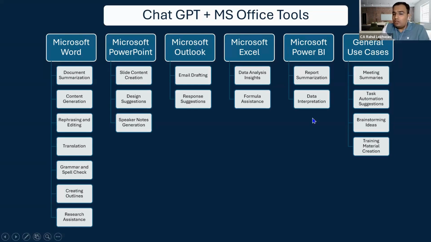Okay. Then Power BI also, we are going to see some use cases of Power BI. For example, we can create some formulas in Power BI also with the help of ChatGPT. And there are some general use cases like meeting summaries, task automation, brainstorming. As I told you, ideation.